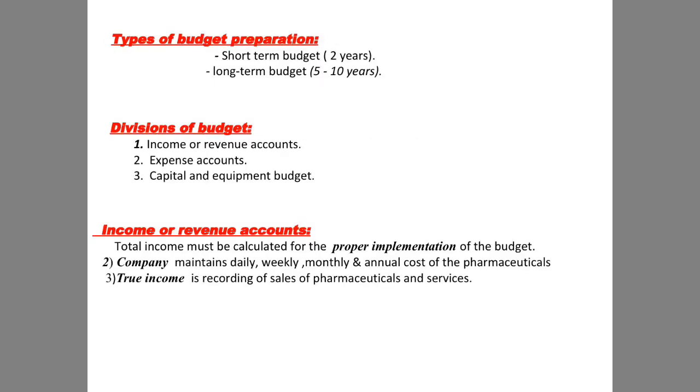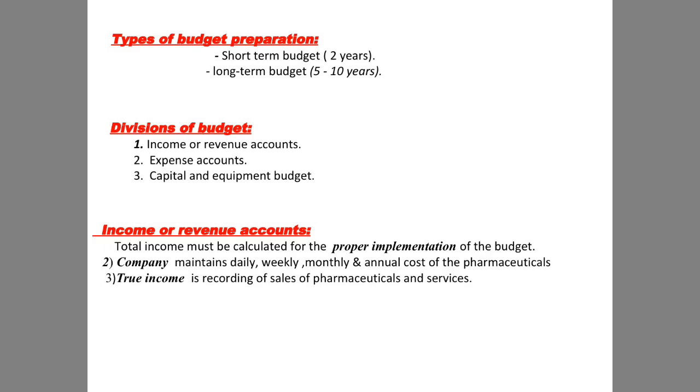There are always different types of budgets. There are short-term budgets and long-term budgets. Long-term budgets may play a role in expansion of the business and capital expenses. There are different divisions of budget. What is our budget for income and revenue? What is our budget for expenses? Capital and equipment budget.